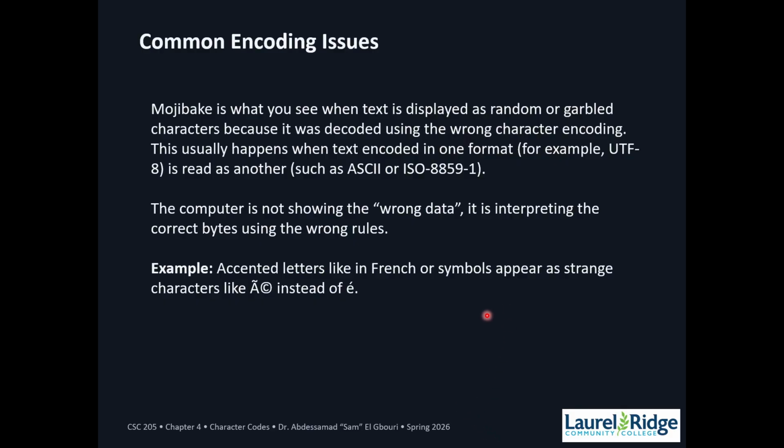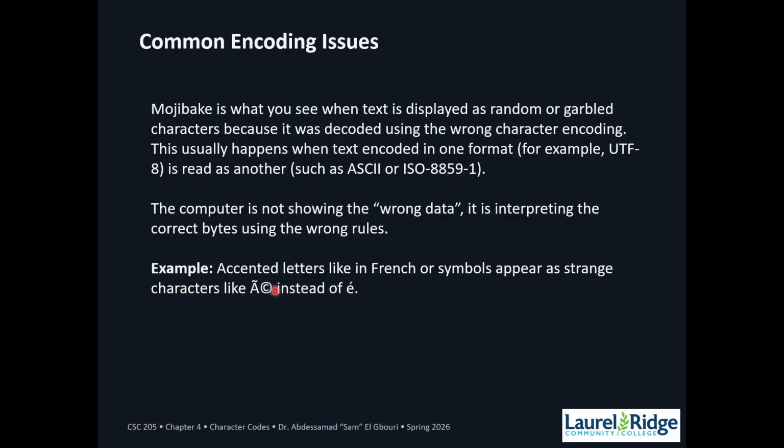The common encoding issue is called mojibake. Mojibake is basically when the data is not decoded properly. It's encoded with one encoding scheme and decoded with another, and it shows up garbled and doesn't make any sense. But the computer is not showing the wrong data; it is interpreting the correct bytes using the wrong rules. So it's about the agreement between the sender and the receiver. Basically, the sender didn't tell the receiver, "Hey, I'm using UTF-8. You may need to use UTF-8 to open this," because when it gets to the other side, it's going to be garbled.